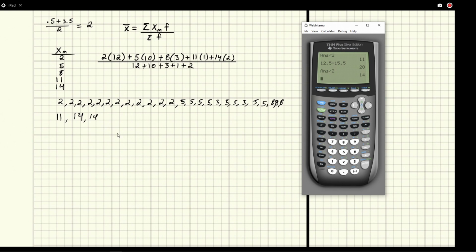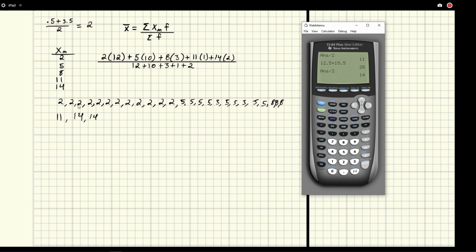So this is another way. If you feel more comfortable doing it this way, by all means, more power to you. I would highly recommend getting comfortable with this and why this is true, right? Because 2 plus 2 plus 2 plus 2, 12 times, that's the same thing as just 2 times 12. And 5 plus 5 plus 5 plus 5 plus 5, that's the same thing as just 5 times 10, right? We've got 10 5s. 8 times 3, 11 times 1, 14 times 2. So this is a more compact, easier way. And it's just because the numbers repeat. So this is just a little bit easier of a way to do it.